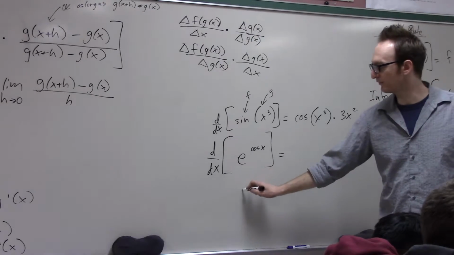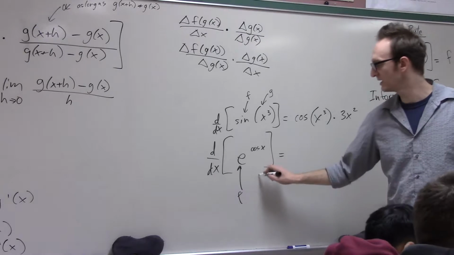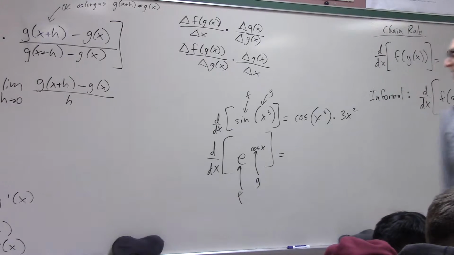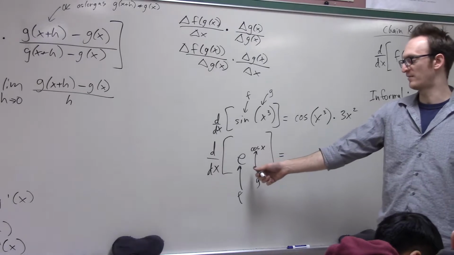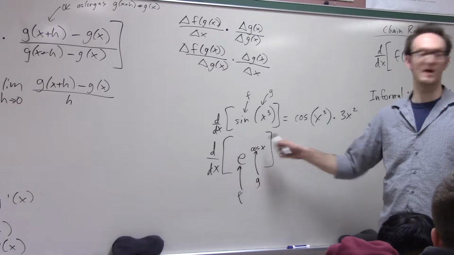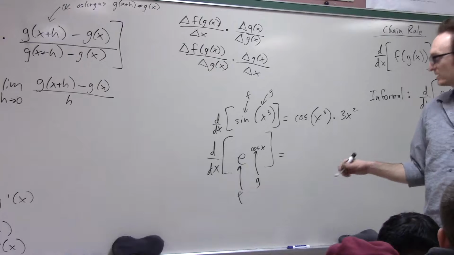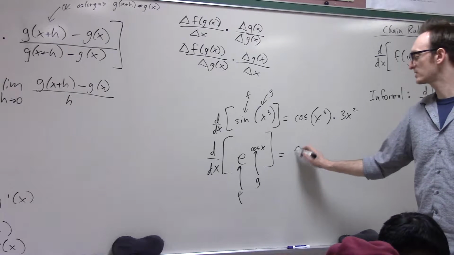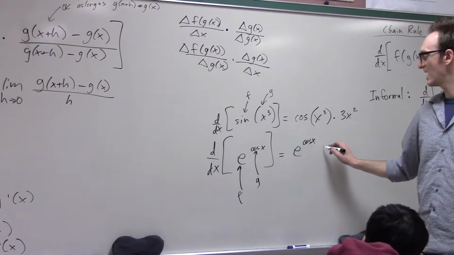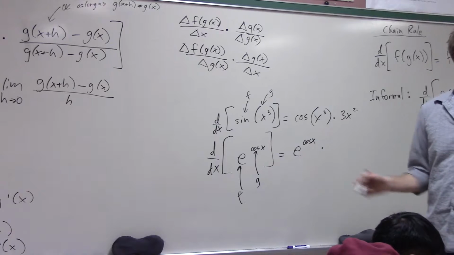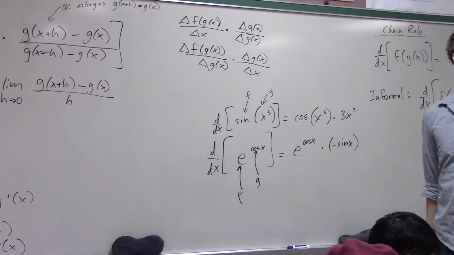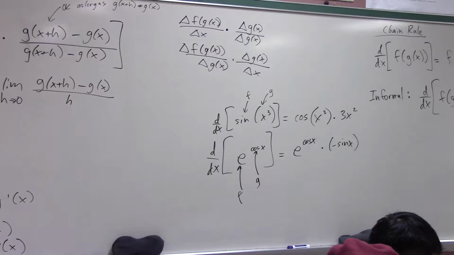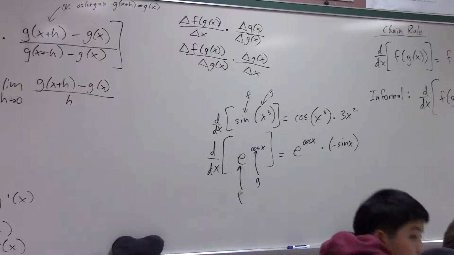One more. What is the derivative of e to the cosine x? Well, now the outer function is e to the x, and the inner function is cosine. So what is the derivative of e to the something? E to the something. So this is just e to the cosine x, and then times the derivative of cosine, which is negative sine. Cool. And it's like recursive, right? All right. So I'm going to give you a bunch of these problems, and then you can just start.